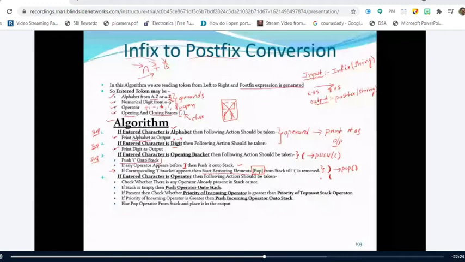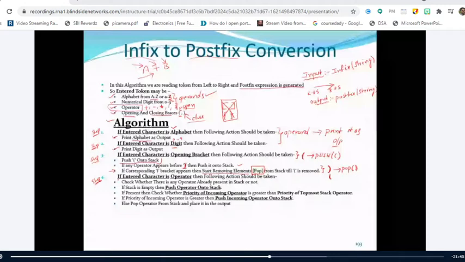And the last step, step 4, is very important. We are done with the operands. We know what to do with the operands. Whenever you come across operands, just print them as the output. We know what to do with the parenthesis. When it is an open parenthesis, just push it onto the stack. When it is a closed parenthesis, you have to repeatedly pop the stack until you come across the corresponding open parenthesis. And what are we left with? We are left with the operators. This is a very important step. Please concentrate. So when the entered character is an operator, then the following action should be taken.